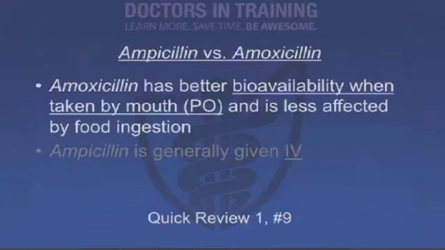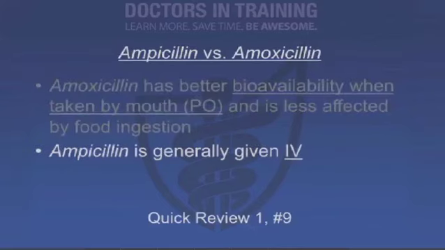What is an important difference between ampicillin and amoxicillin? Mainly, amoxicillin has better bioavailability when taken PO and is less affected by food ingestion. So you're always going to see amoxicillin given PO, and almost always you'll see ampicillin given IV. You'll see this in the pediatric population most of the time: amoxicillin for ear infections, and ampicillin used mostly for neonates.